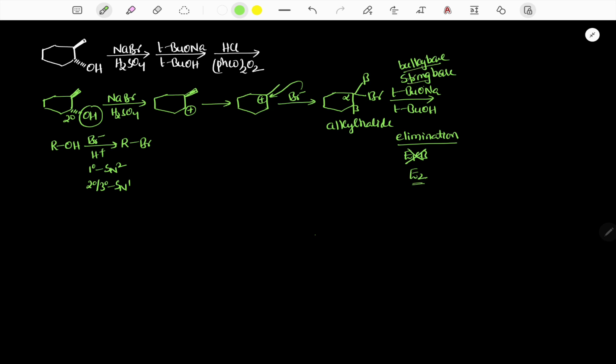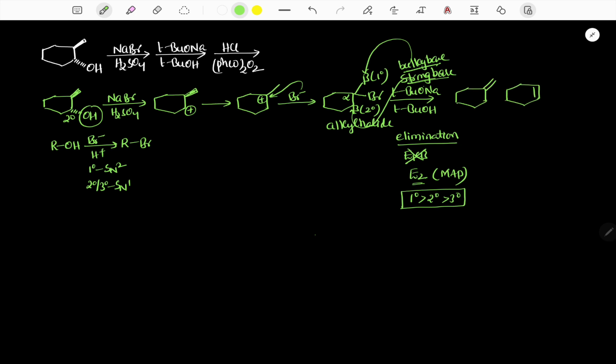Since it is a bulky base and strong base, we should think about the most acidic proton. It is a secondary carbon, it is a primary carbon, and we know that in simple alkane type compounds, primary carbon is more acidic than secondary than tertiary. Therefore the bulky base attracts the proton, and we get two compounds, one alkene like this and another alkene like this.